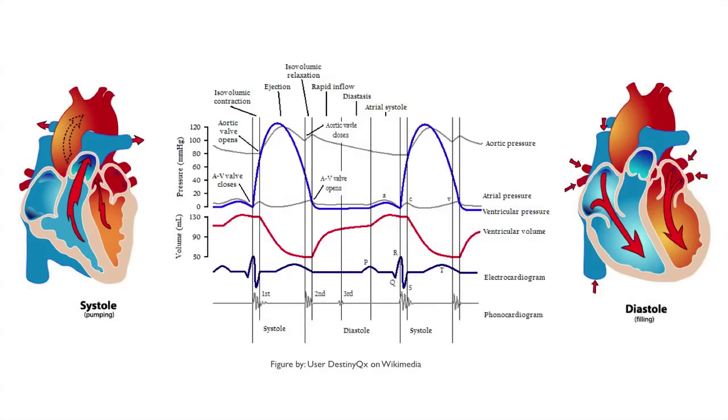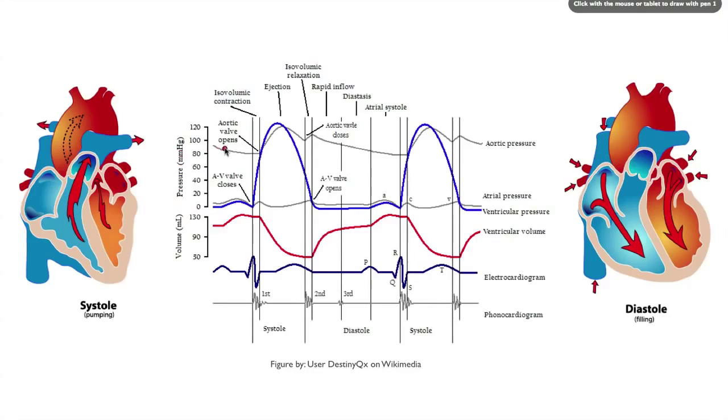Here we are looking at the entire cardiac cycle. We have this graph here that shows a number of details. And to make this as easy as possible, what we're going to do is take everything and break it down one section at a time. So I want you to follow me on this.